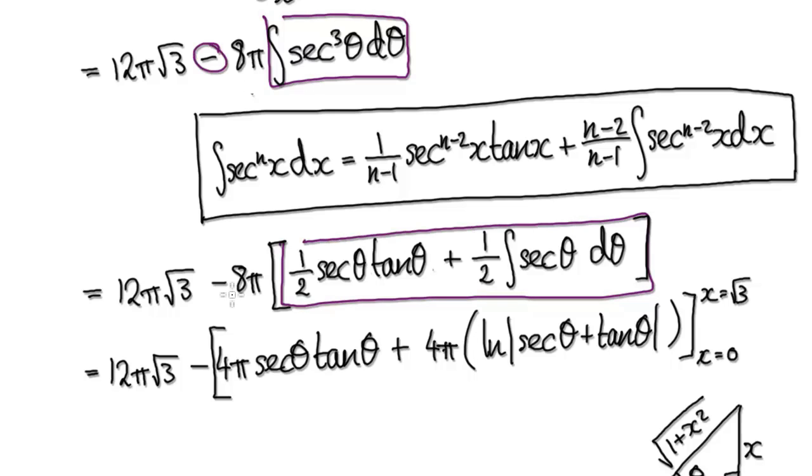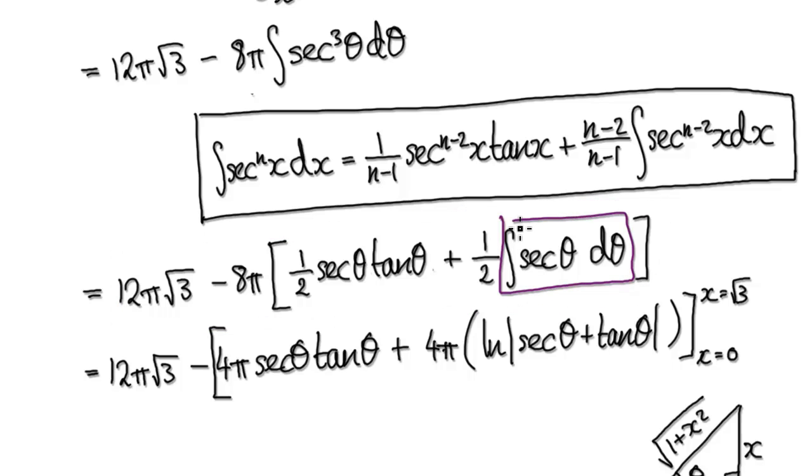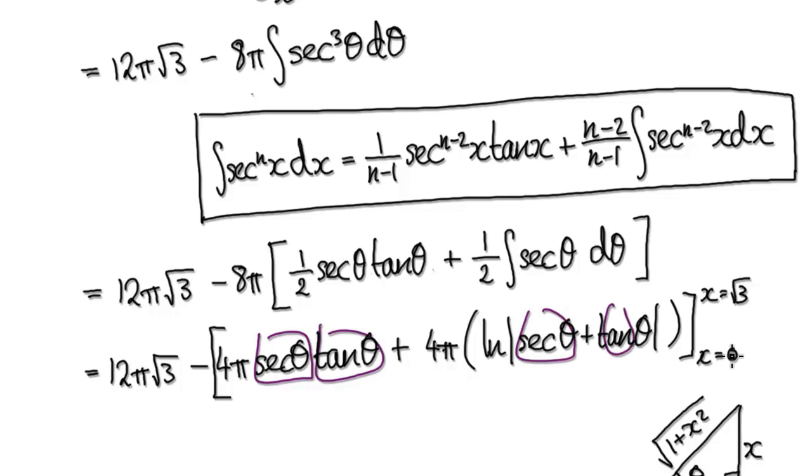Okay, so you've got your minus 8 pi. So we are now currently here, and by now you should know this by heart. When you integrate this, because we've done it many times, the integral of this is basically this thing here. Okay, and remember, this is still in terms of theta. So we need to evaluate it from x equals 0 to x equals root 3. So we need to turn all these back into x. At the moment they're all in terms of theta.